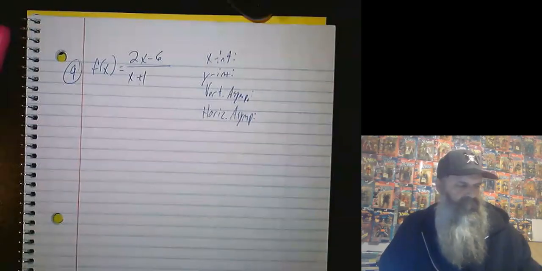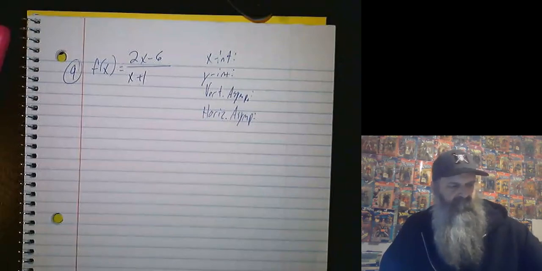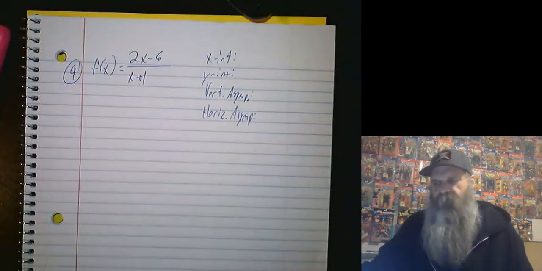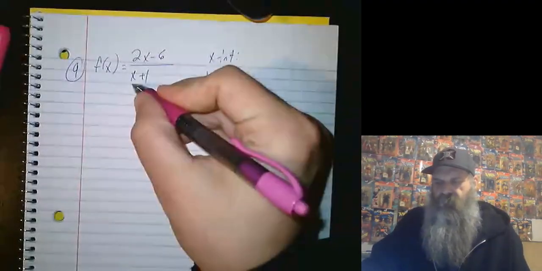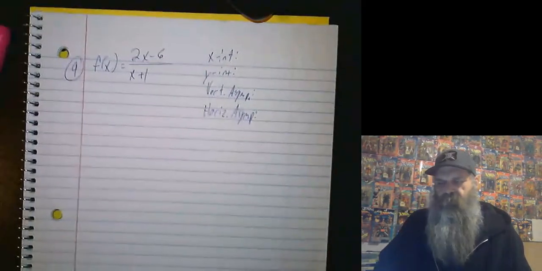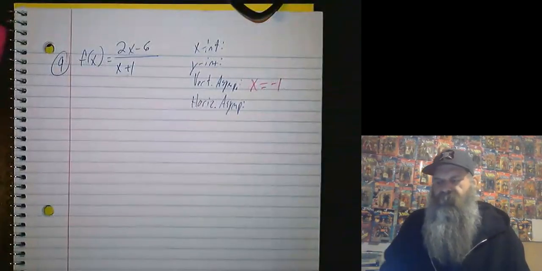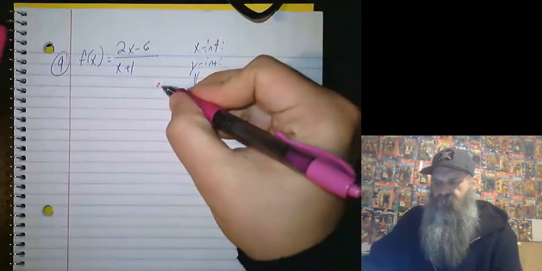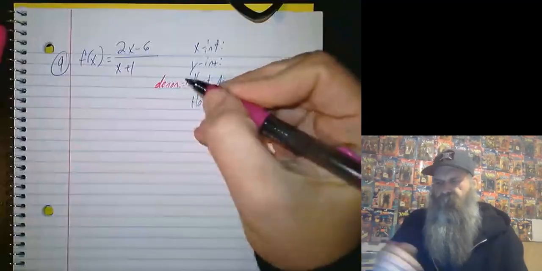So, we'll start with the vertical asymptote. The vertical asymptote is whatever would make the denominator equal 0. So, of course, -1 would make the denominator equal 0. And that's an x equals equation. X equals -1. So whatever would make the denominator equal 0.